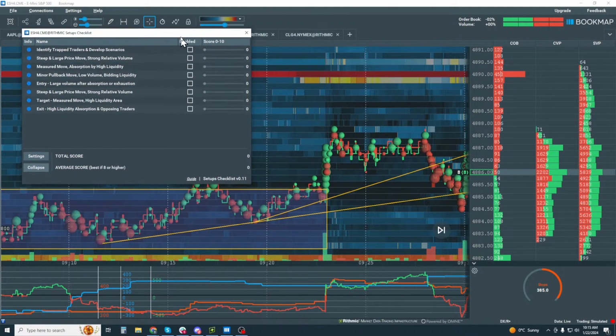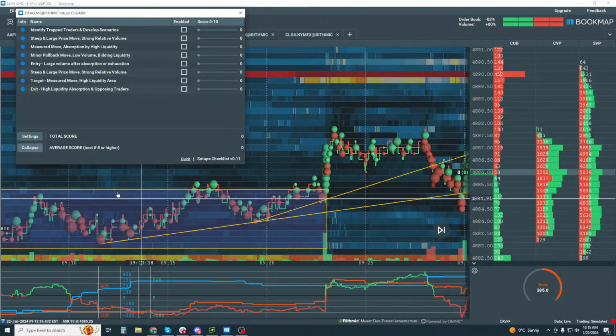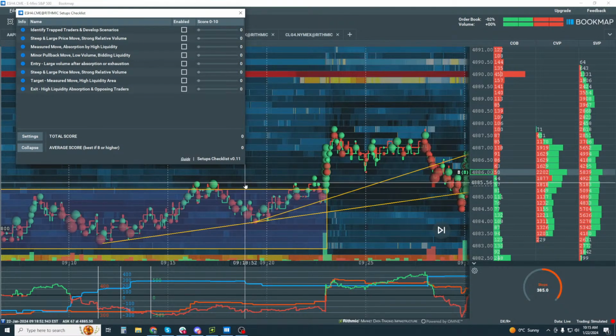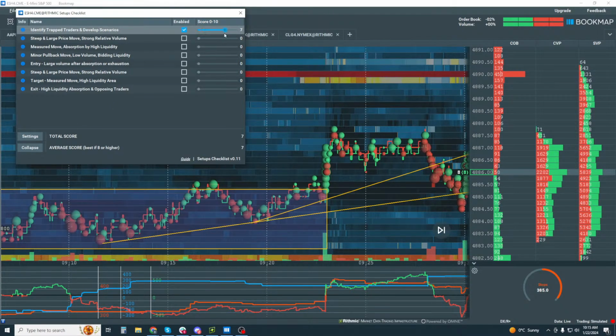Do we have, for example, identifying the trapped traders and developing scenarios in here? Yeah, we do. We have this feature in here, and we can score it as well. Right? So we're looking backwards, going through and understanding this data to give us insight into the potential for the move forward.